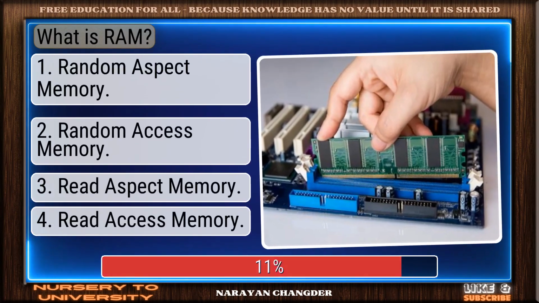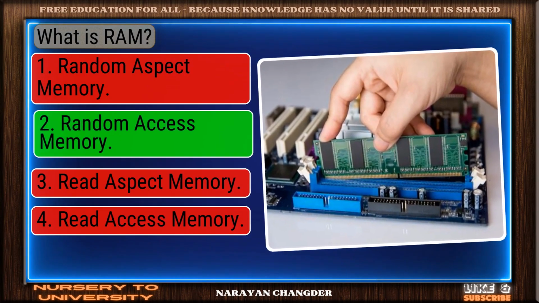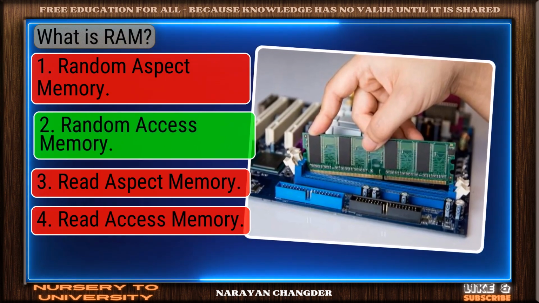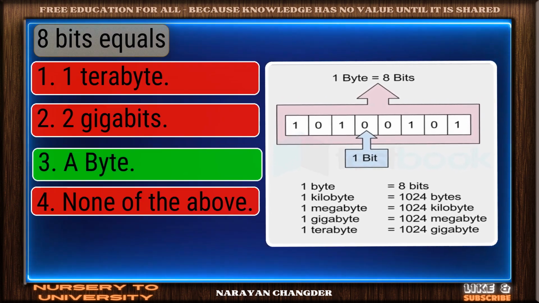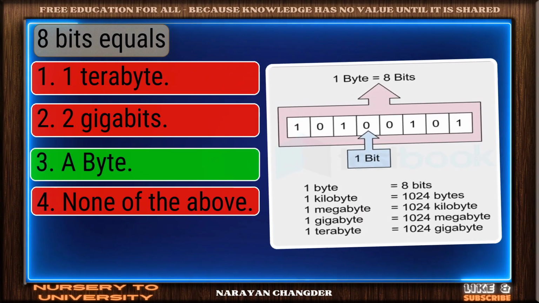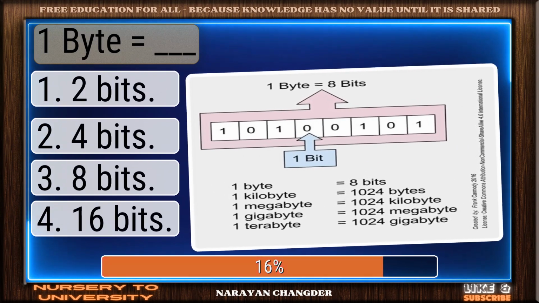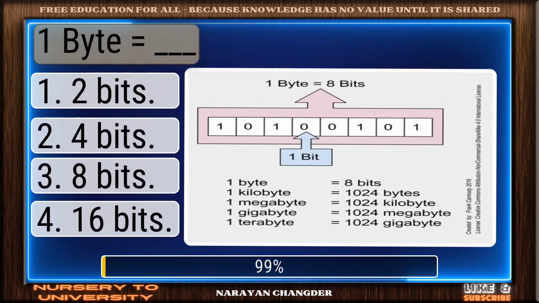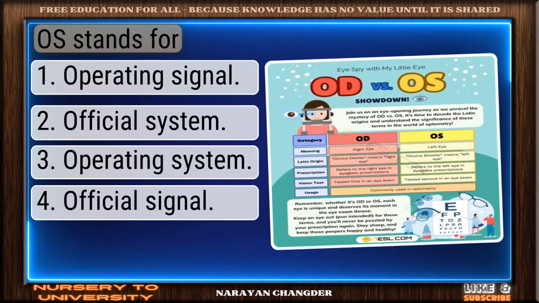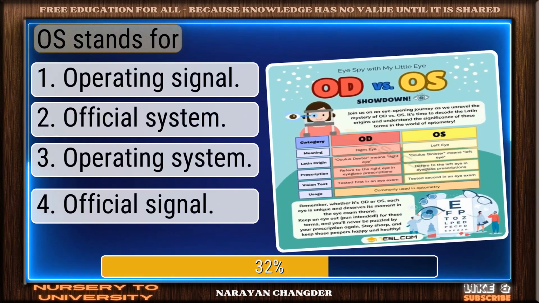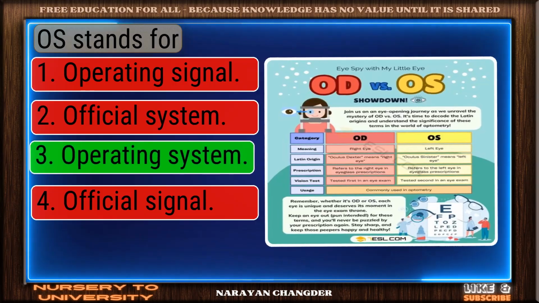What is RAM? Strong choice. Random access memory is right. 8 bits equals? Right choice. A byte is best. 1 byte equal to dash? Perfect. 8 bits is the one. OS stands for? Valid point. Operating system is true.